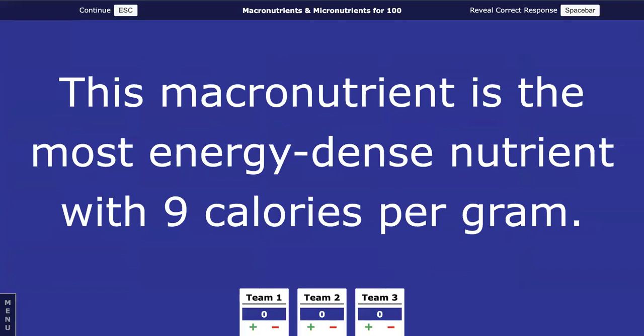This macronutrient is the most energy dense nutrient with 9 calories per gram. Which is the most energy dense nutrient? Yep, it's lipids. Do you know how many calories per gram proteins and carbohydrates have? I'll give you a hint. It's the same number. Yep, 4.